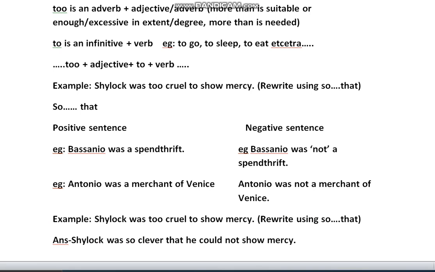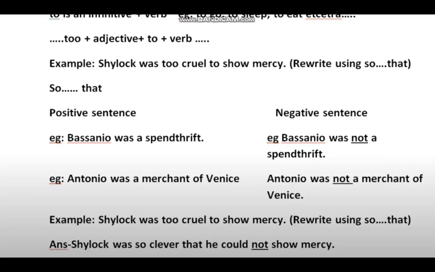So this was a positive sentence and this becomes a negative sentence because of not. Sorry, I've written clever in the answer. The question says cruel. Shylock was too cruel to show mercy. Hence the answer will be: Shylock was so cruel that he could not show mercy. So cruel instead of clever.